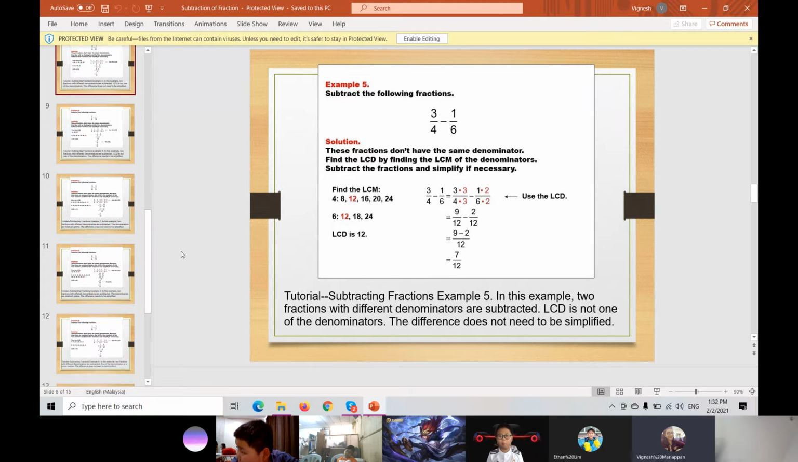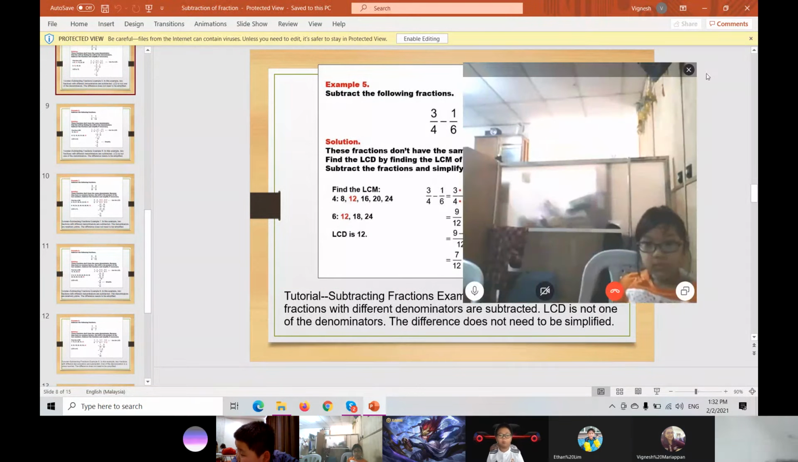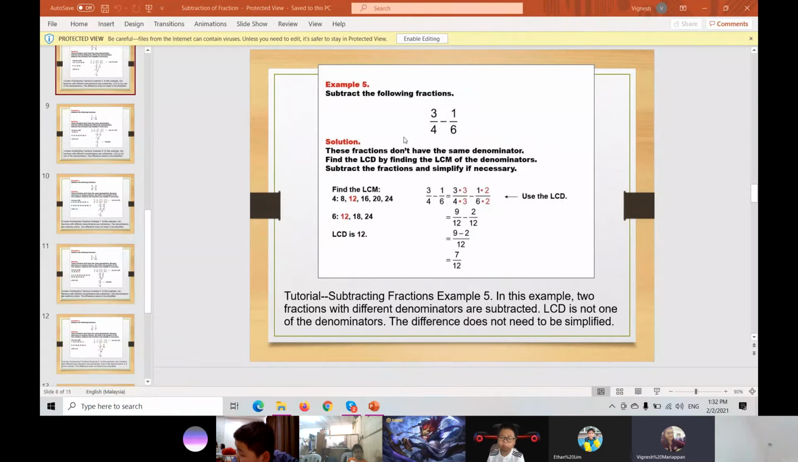Quinas. Example number 5. Please explain. Teacher was looking at worksheet 1. Hello, why do you want to look at the worksheet now? I'm explaining about the slide.